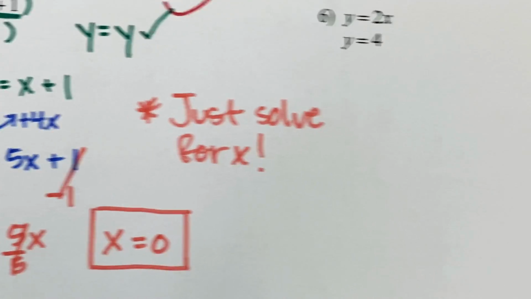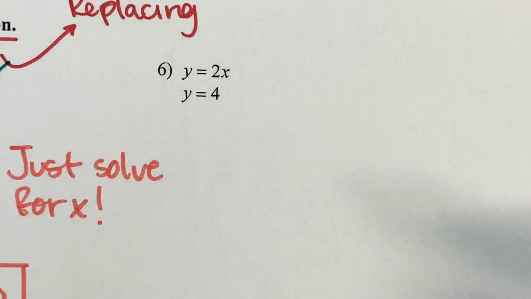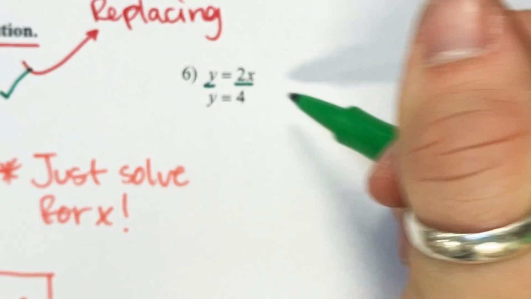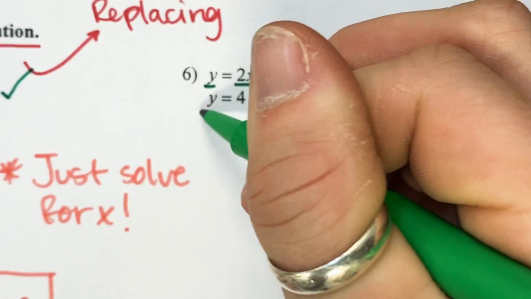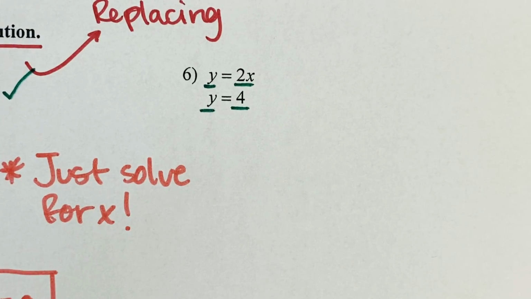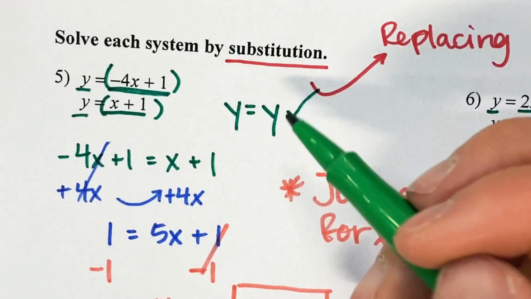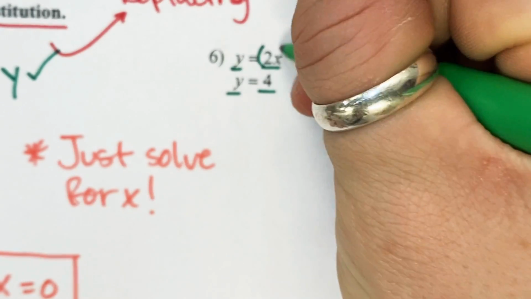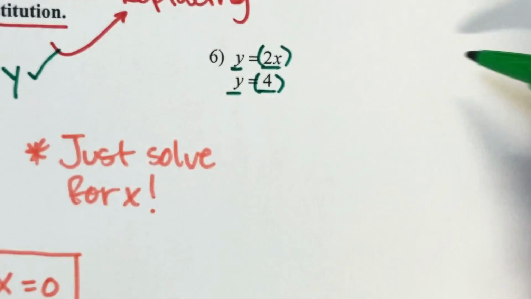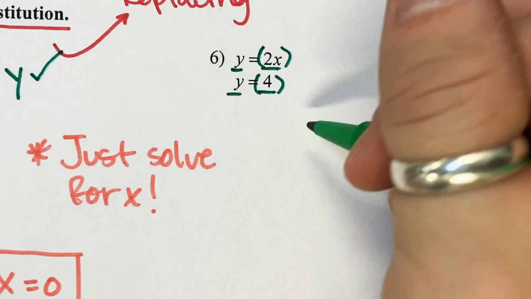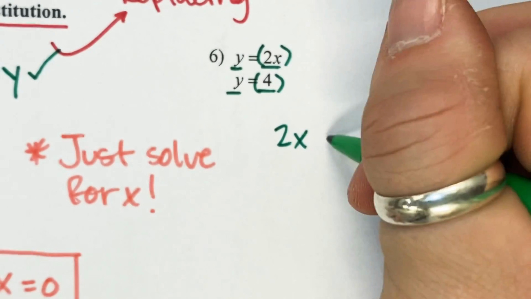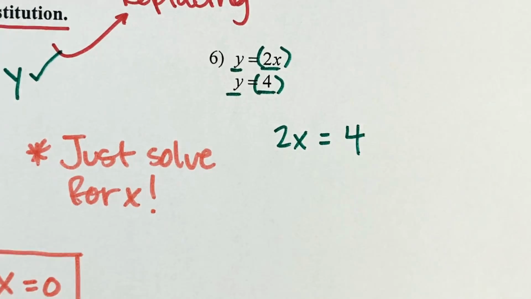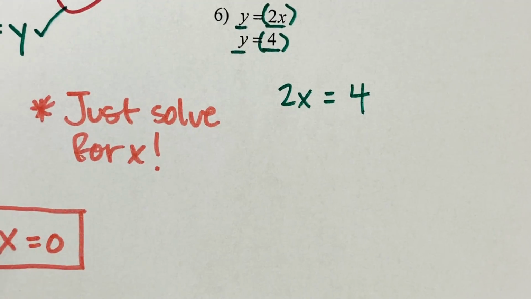Well, let's do the same thing. For number 6, we see that y equals 2x, but then y also equals 4. Because y equals y, we can take this piece and set it equal to that piece. So 2x equals 4. Oh, easy peasy.